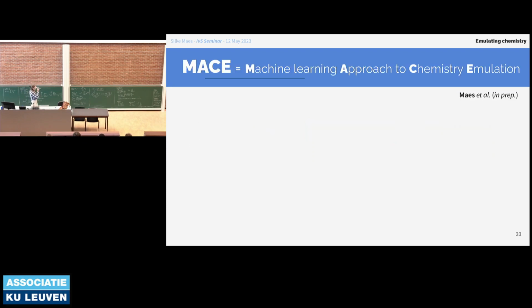By researching this, we aim to build such an emulator, and we came up with the name Maes, which stands for Machine Learning Approach to Chemistry Emulation, which is, in my opinion, quite a good acronym. But a little anecdote: the name came into existence by inspiration of my own last name, which is Maes, but I thought in international environments people might pronounce it differently, and hence it fitted with the acronym, so that was nice.